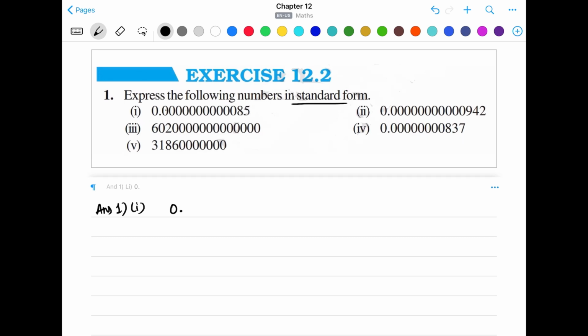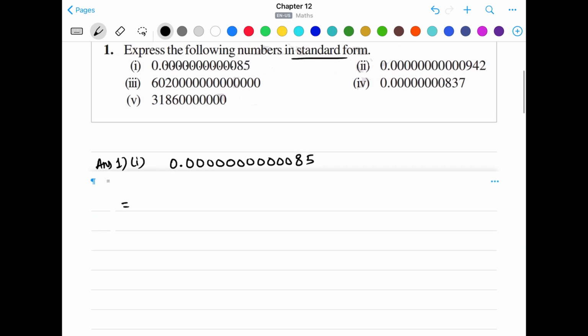Question number 1, part 1. The first number is 0 point. Let's count the zeros. We have 1, 2, 3, 4, 5, 6, 7, 8, 9, 10, 11 zeros. Then we have 8 and 5.